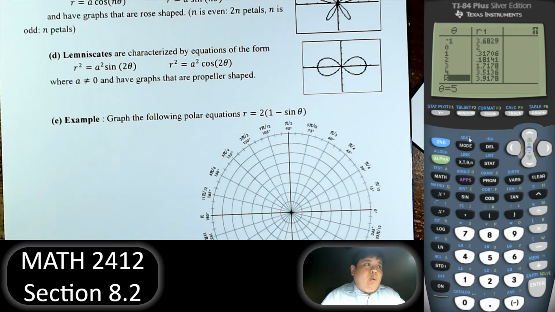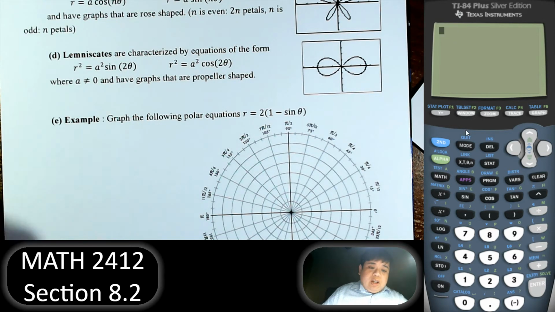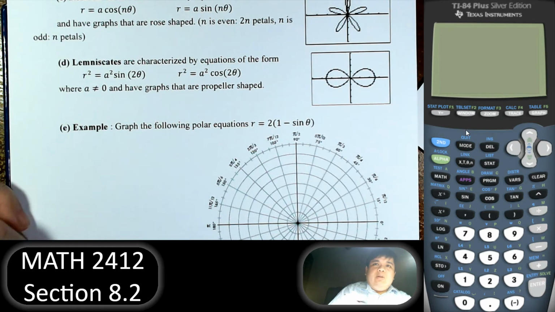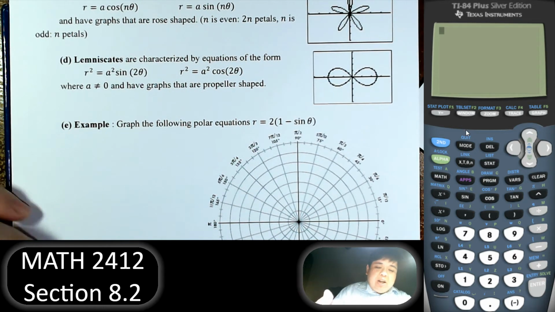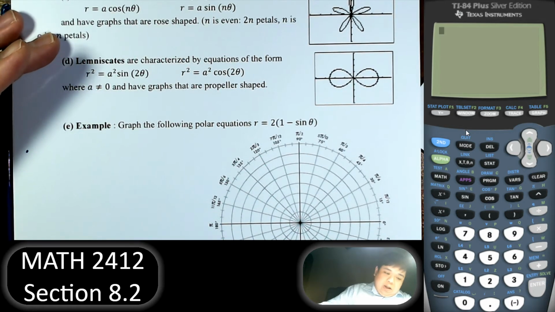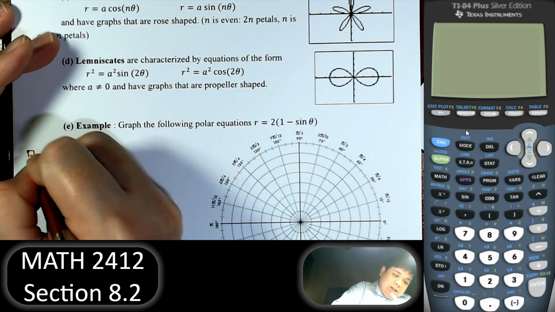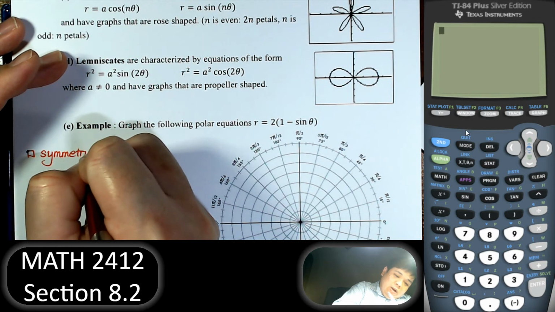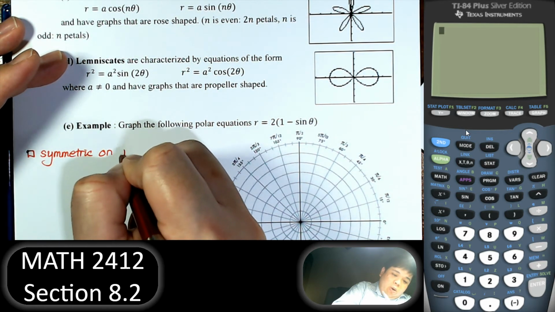This one is in polar coordinates. If we want to test the symmetry, of course the graph itself is easy. Just look at the calculator, we can have the graph. But if we want to test the symmetry, first of all, let's do that. Is it symmetric on the polar axis?